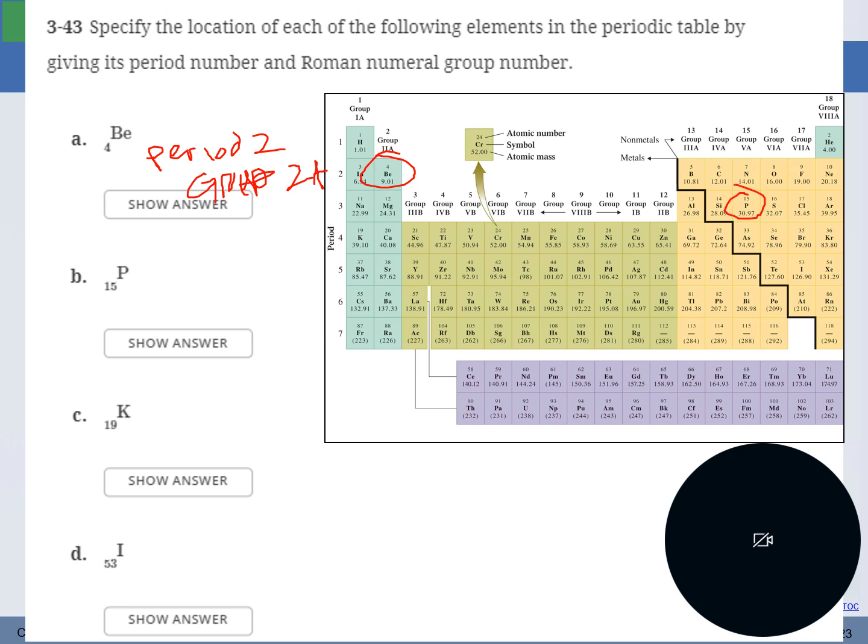Phosphorus is found over here. It's found in period 3, group 5A. Potassium is located right here. It's in period 4, group 1A. And iodine is found right here. It's found in period 5, group 7A. And they should be given in Roman numerals.